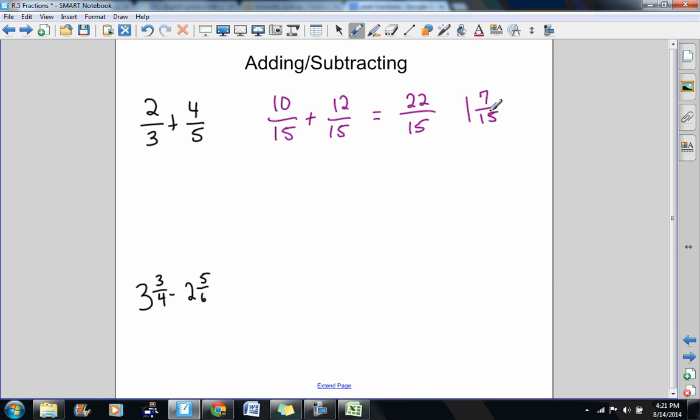For these problems on the bottom, in order to add them together, we need to turn them into improper fractions first. That means we can't have the whole number out front. So I do 3 times 4, and I get 12, and then I add in 3 to get 15 over 4. And then for the one here, I do 2 times 6, and I get 12. And then I add in 5, and I get 17 over 6. Now I want to find a common denominator, which is going to be 12.